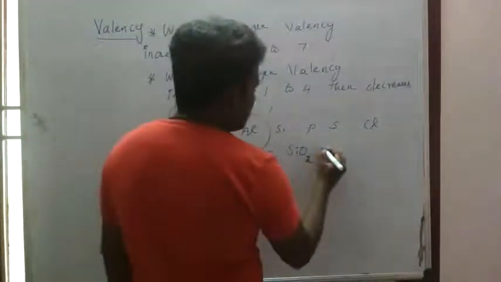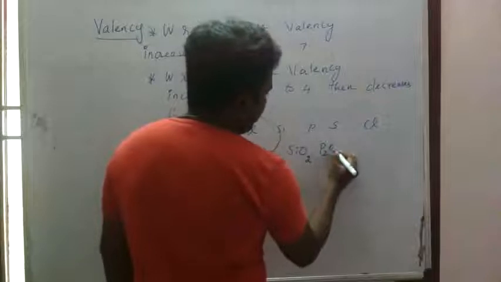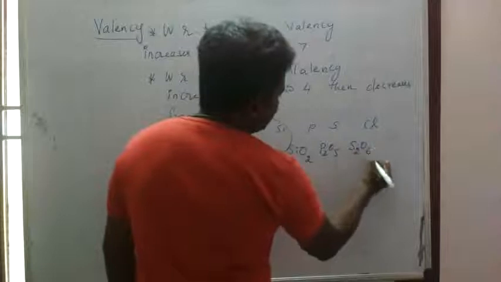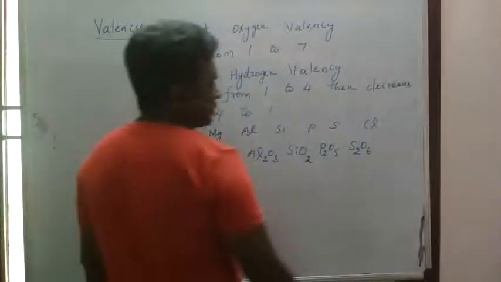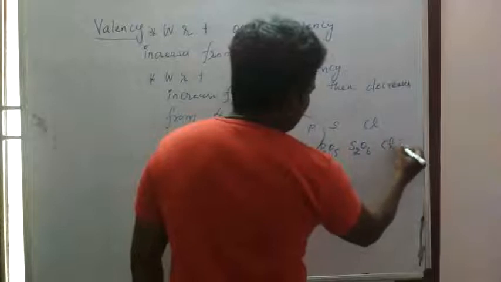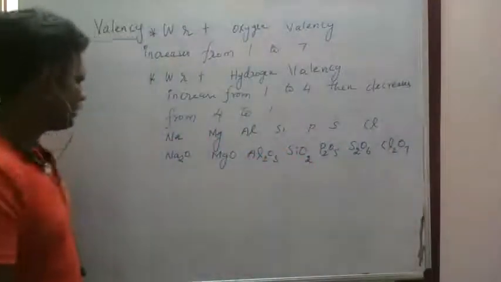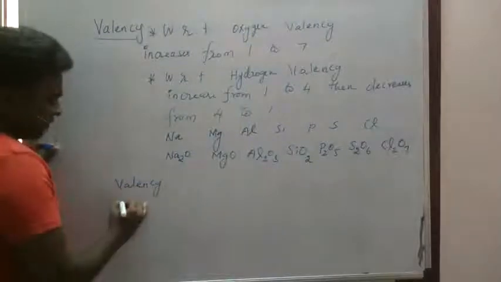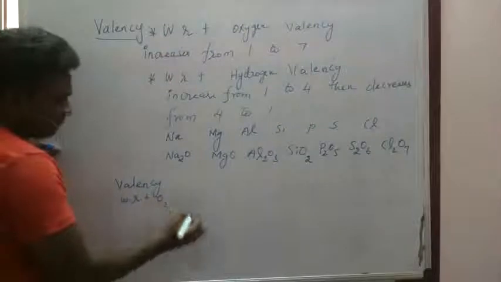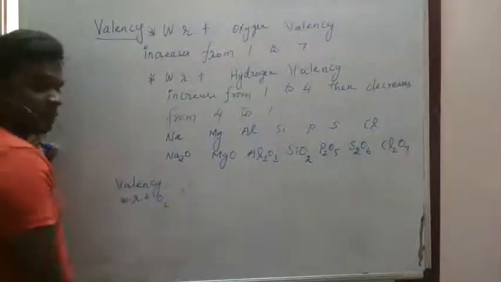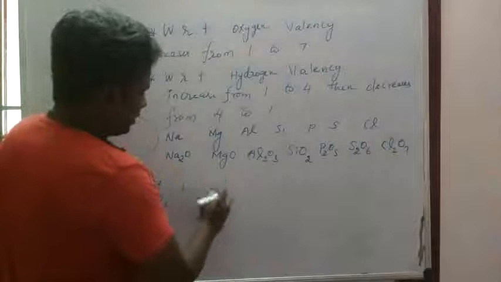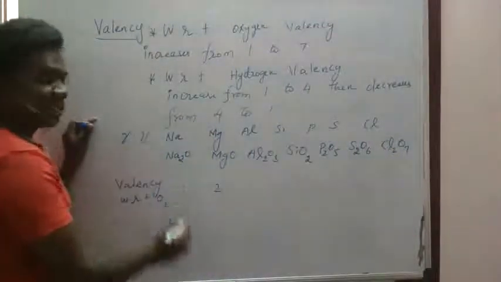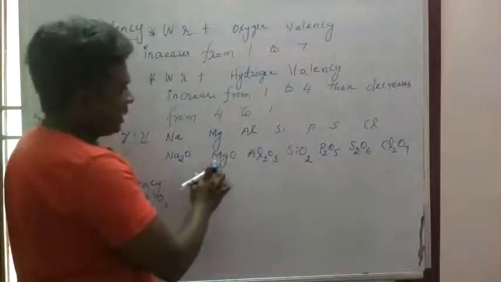Then phosphorus. What will the formula be? P2O5. Sulfur, S2O6. Then chlorine, Cl2O7. Here we have taken valency with respect to oxygen. Sodium valency here is 1. How many oxygens are there? Here 2. Actually the ratio, if you take 2:2, will cancel each other. That's why we have written MgO.